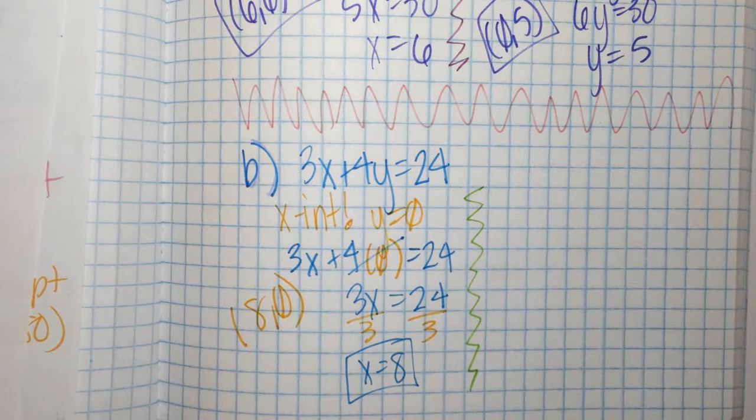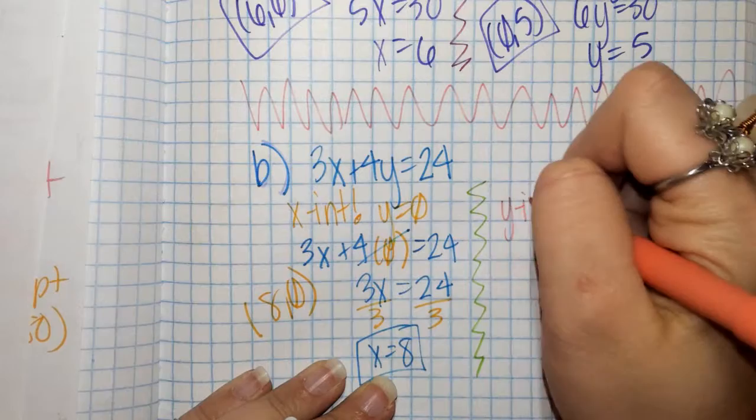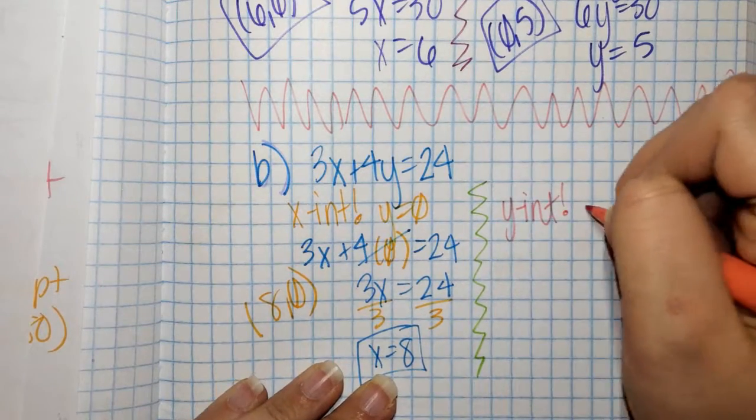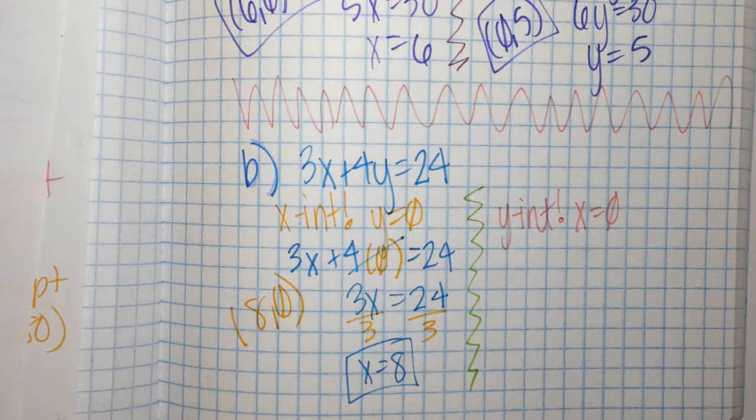You guys ready to do our y-intercept? Alright, so now, what do we know is always true about our y-intercept? X is 0. Didn't we talk about yesterday that if you ask for a point, you don't get the point? No, I wasn't here yesterday.